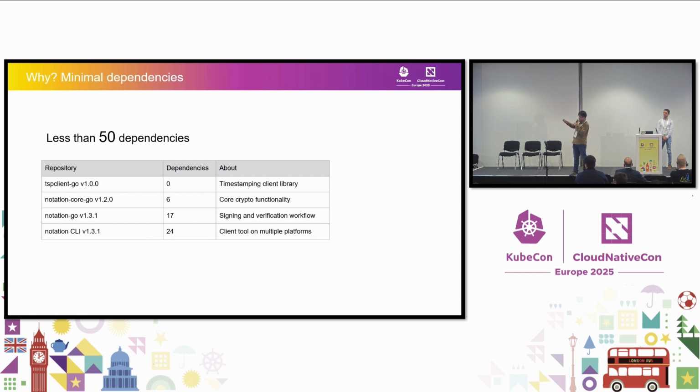As you can see, the three major repositories have very few dependencies, especially the first one, the timestamping client. If you work in the security area and want to build a timestamping-related client to interact with a timestamping server for your short-lived certificate or timestamping scenarios, you will not find any good libraries in the industry. So the timestamping client is another major contribution that the Notary Project provides to the whole ecosystem, and we have zero dependencies.